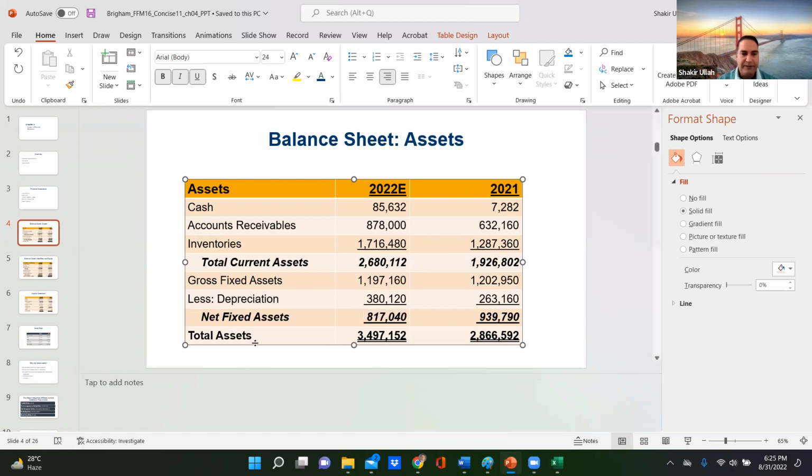Okay, now the final item on this side of the balance sheet is total assets. So we have got 2 categories of assets: current assets that have a life of less than a year, okay, and net fixed assets, which have a life of more than a year. We sum these 2 up and we get a total of about 3.5 million in total assets.